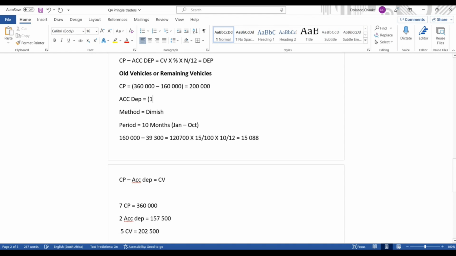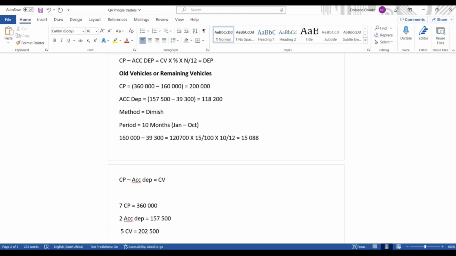Then we'll put it there. We'll say 157,500 minus the disposed accumulated depreciation. You remember? Because I wanted you to say it. This one, 39,300. Yes. Then how much is the actual accumulated depreciation after minusing the one that we have sold? 118,200.